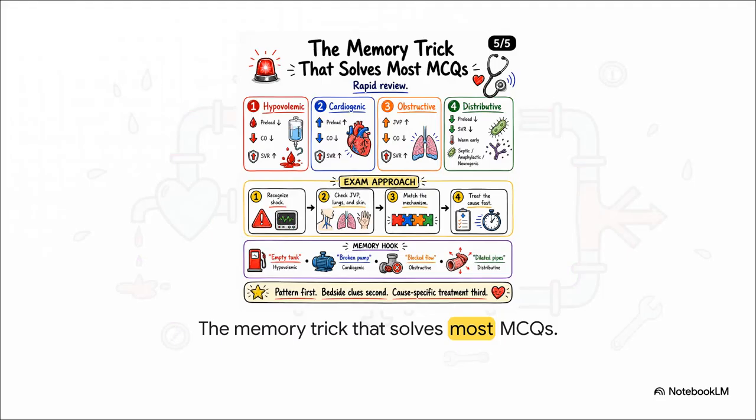So let's tie it all together with a rapid review. I want you to lock these mental hooks into your brain right now. An empty tank means hypovolemic. A broken pump means cardiogenic. A clogged pipe is obstructive, and a splitting hose is distributive. Just remember the golden rule. Pattern first, bedside clues second, cause-specific treatment third.